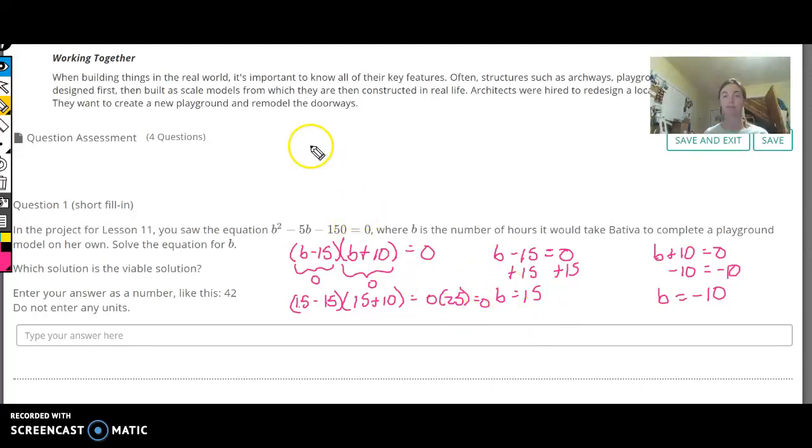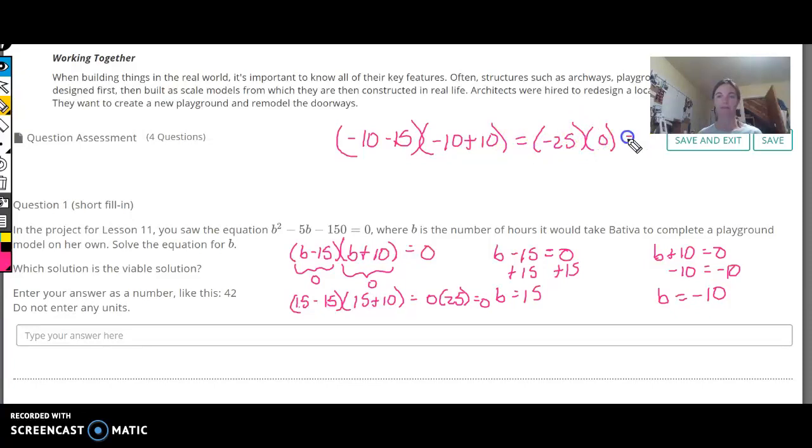Let's see if it holds true for negative 10. There goes my lights again. So negative 10 minus 15 times negative 10 plus 10, and that is going to be negative 25 times 0. Well, that's 0. So that's what we're looking for. Essentially, we are looking for the places where this quadratic equation is crossing the x-axis. So this would be negative 10 and this would be positive 15.